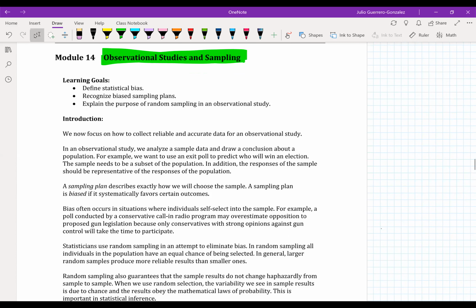So this module will deal with how to build a study, specifically how to plan one out. Within planning it out, we want to keep it unbiased. We want to keep it so that it doesn't favor certain outcomes over others because of the plan that we created. Does that make sense? Yep.